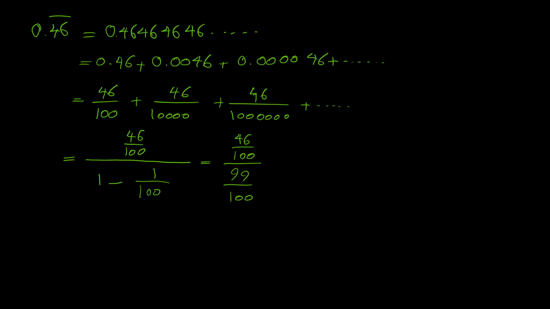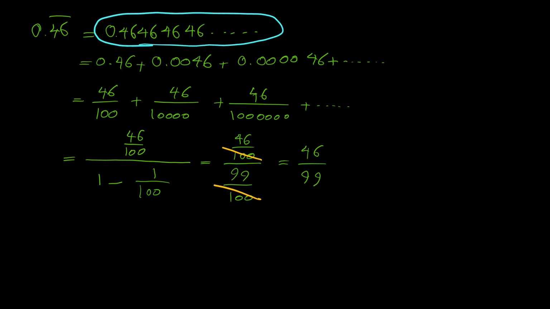Now remember the trick that I told you can use. Cancel this with this, and the answer is 46 over 99. So this decimal number can be shown in the form of a ratio of two integers, a ratio of 46 over 99.